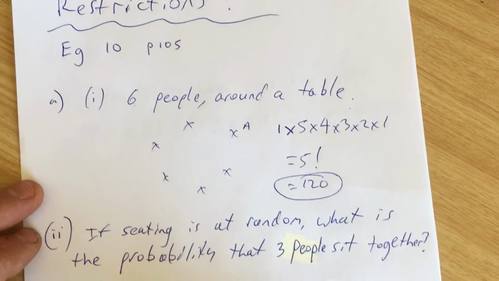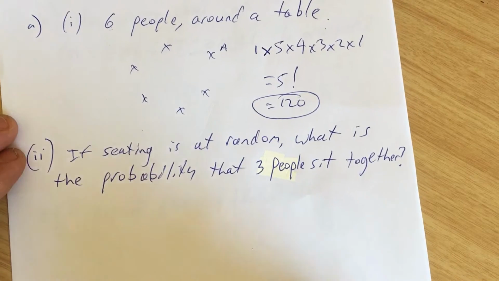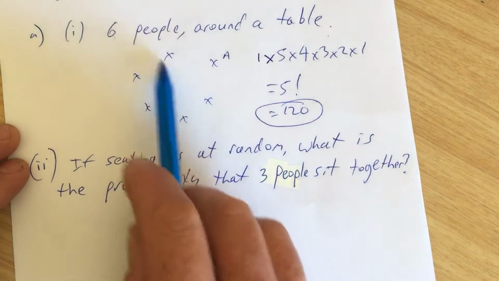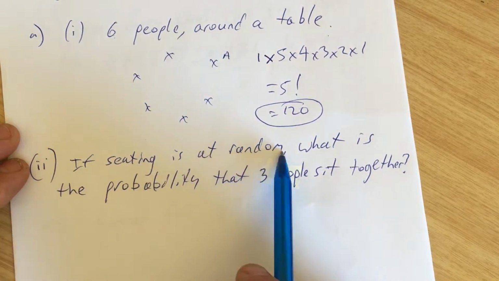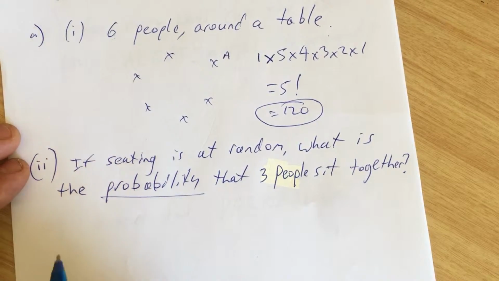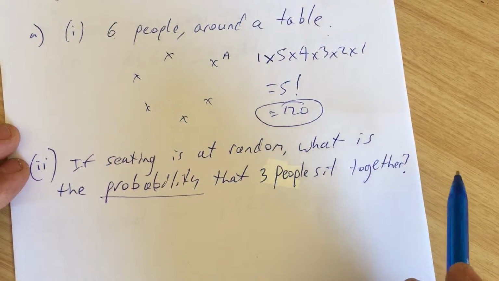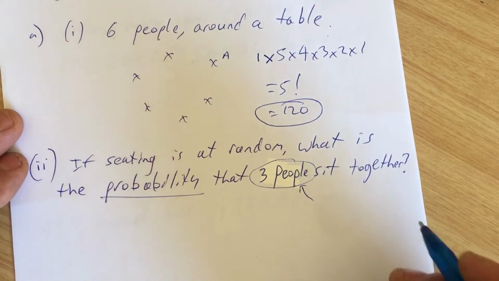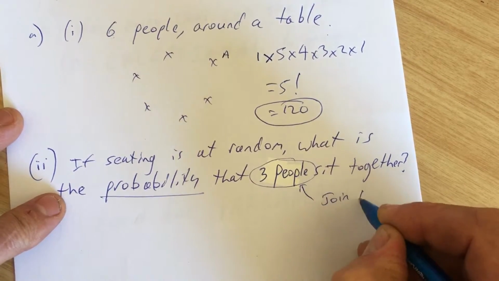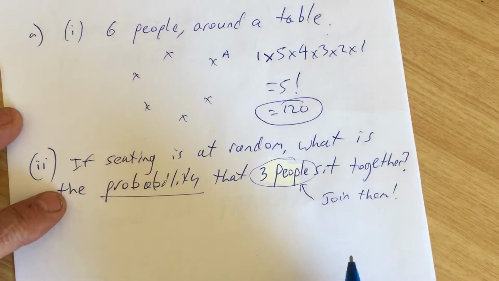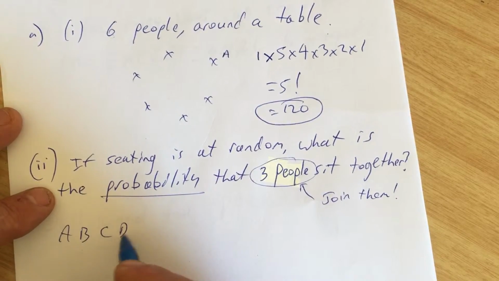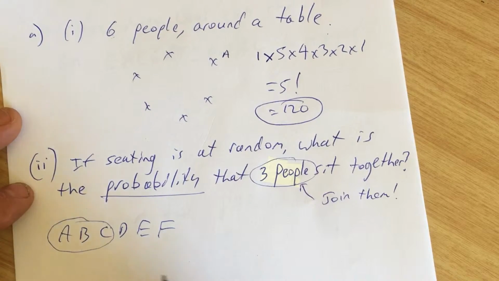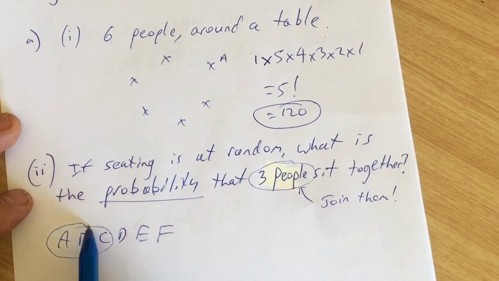But we haven't dealt with any questions where some restriction happens like this. So if you've got 6 people sitting around a table, using the same scenario, if they're seated at random, what's the probability that 3 people sit together? So we better tie a little bit of probability into this. Whenever you do this, and this is for today and tomorrow when we talk about combinations, it's the same: join them. Instead of having 6 people, A, B, C, D, E, F, if you're talking about A, B and C being together, think about joining them together as one group. So that's like one person.